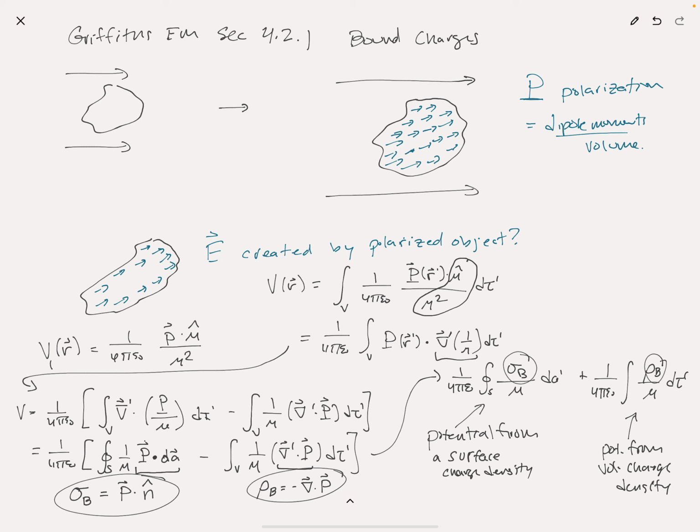So if you know the polarization of an object, which is the dipole moment per unit volume, you can calculate the potential of this whole system by defining the bound charge densities.